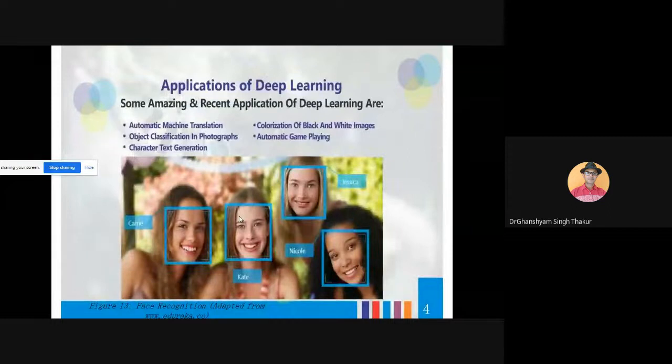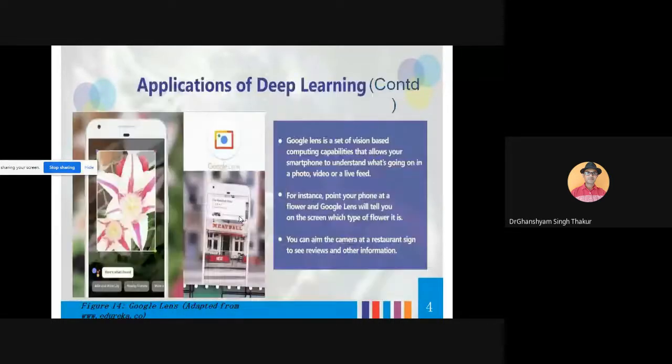And the applications of deep learning. Some amazing applications of deep learning are automatic machine translation, colorization of black and white images, object classification in photographs, automatic game playing, and character text generation. So these are some applications of deep learning.